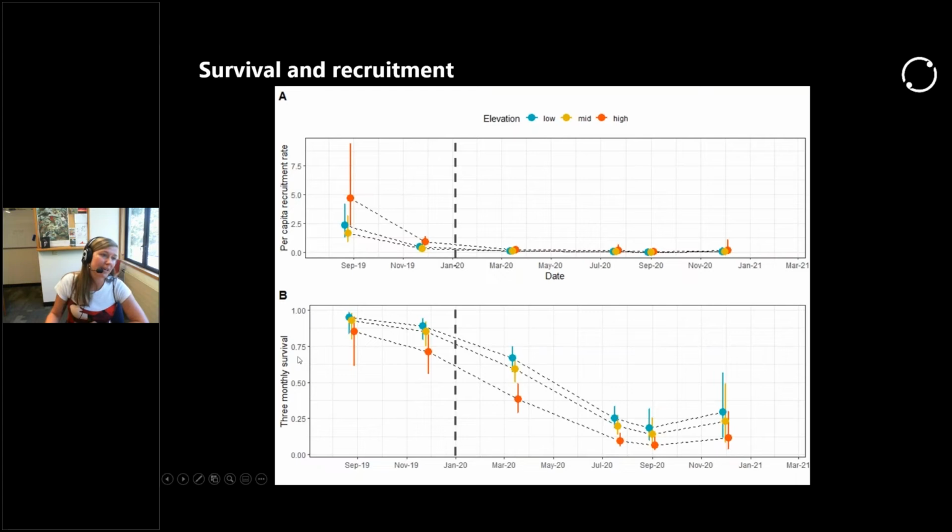We've got 3 monthly survival down here on the bottom graph. And again, this is a similar story. Sorry, I should have said these dotted lines across here represent when beech seed germinates or rots. So survival's initially quite high across all elevations, but pretty much from that summer onwards, it declines rapidly and hits a real pit around the spring of 2020.